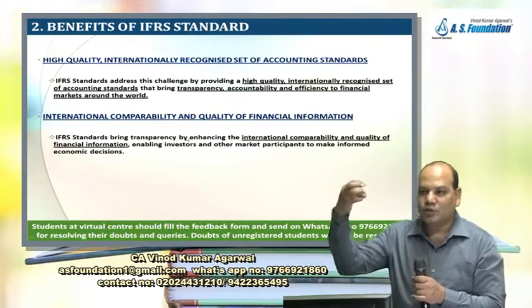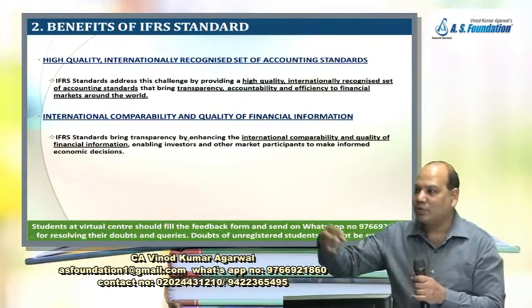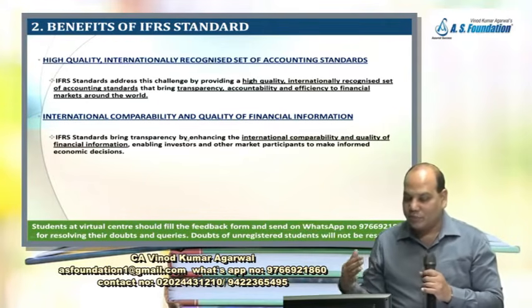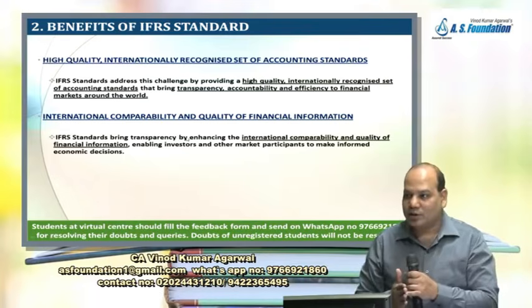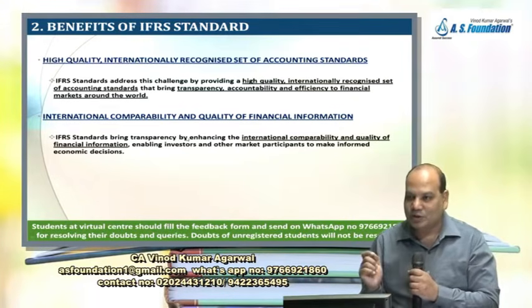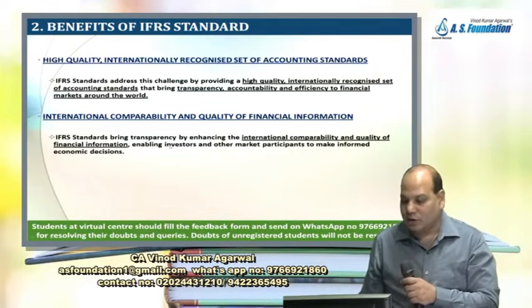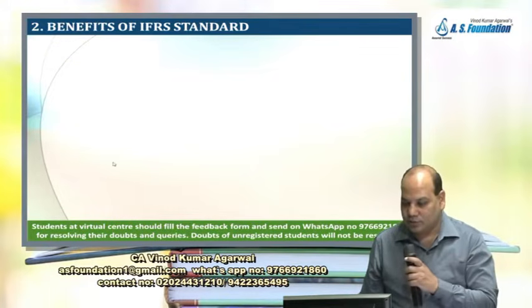An investor wants to invest in, say, Brazil or India or Japan or China. So what will he do? He will ask for financial statements. If they are based on the same standard, he can compare the performance and financial position easily, and accordingly take the decision. So IFRS brings transparency by enhancing the international comparability and quality of financial information, enabling investors and other market participants to make informed economic decisions.